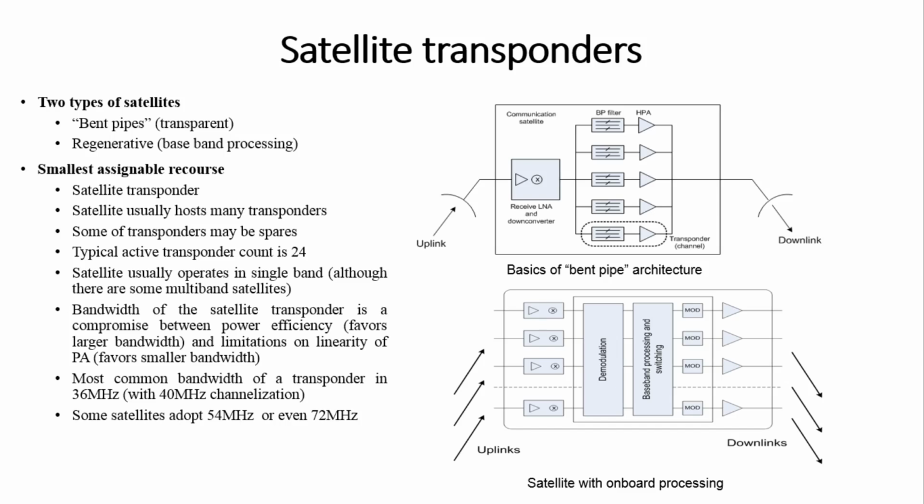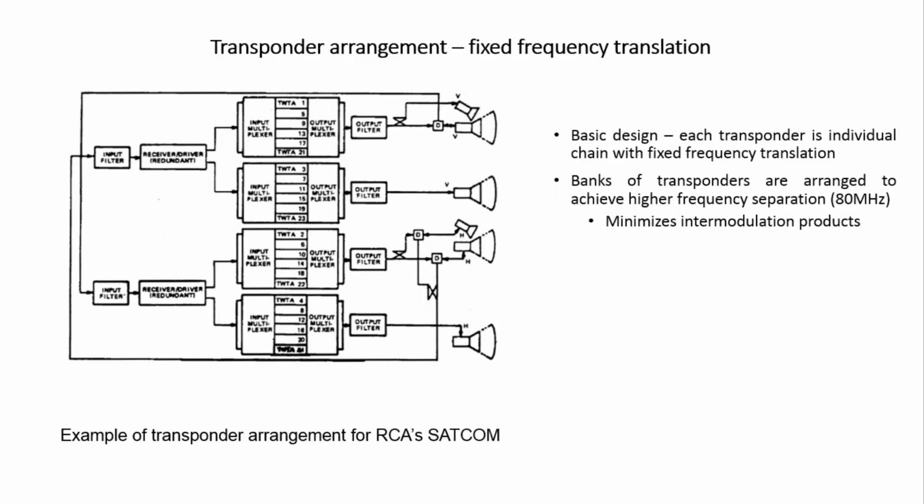The signal is given to the satellite with the help of the uplink antenna, and the signal is transmitted from the satellite with the help of the downlink antenna. Transponder arrangement, fixed frequency translation. So this is the arrangement of transponders. Example of transponder arrangement for RCA SATCOM. In the basic design, each transponder is individually chained with fixed frequency translation. Banks of transponders are arranged to achieve higher frequency separation, that is 80 MHz, to minimize intermodulation products.